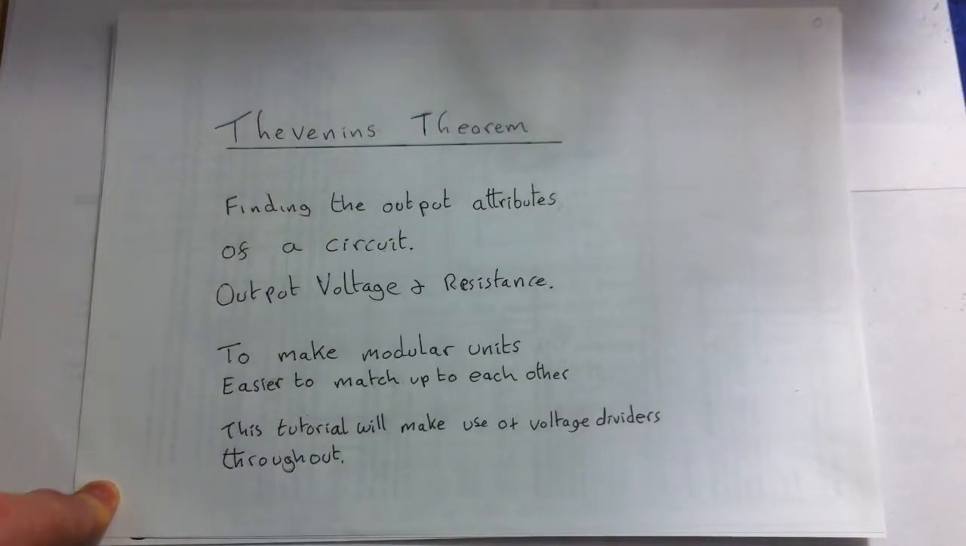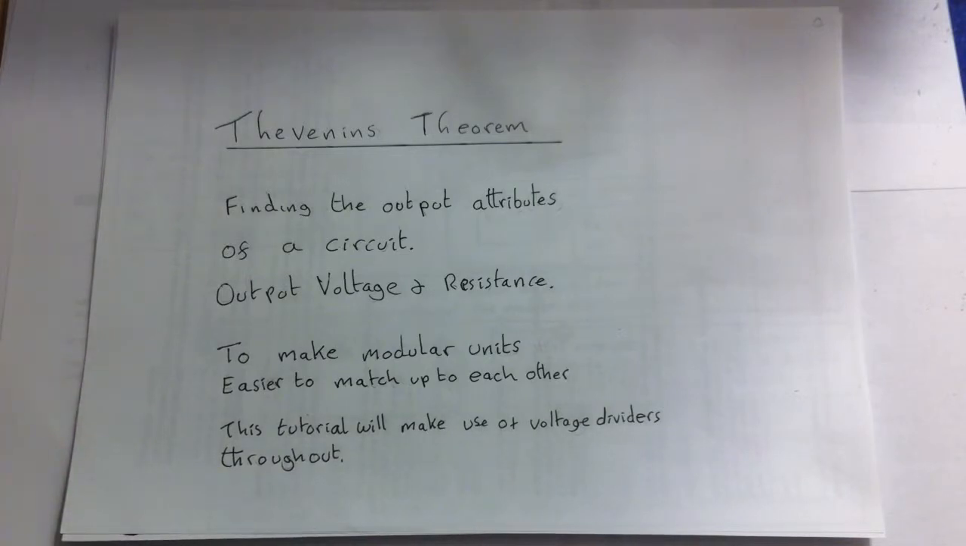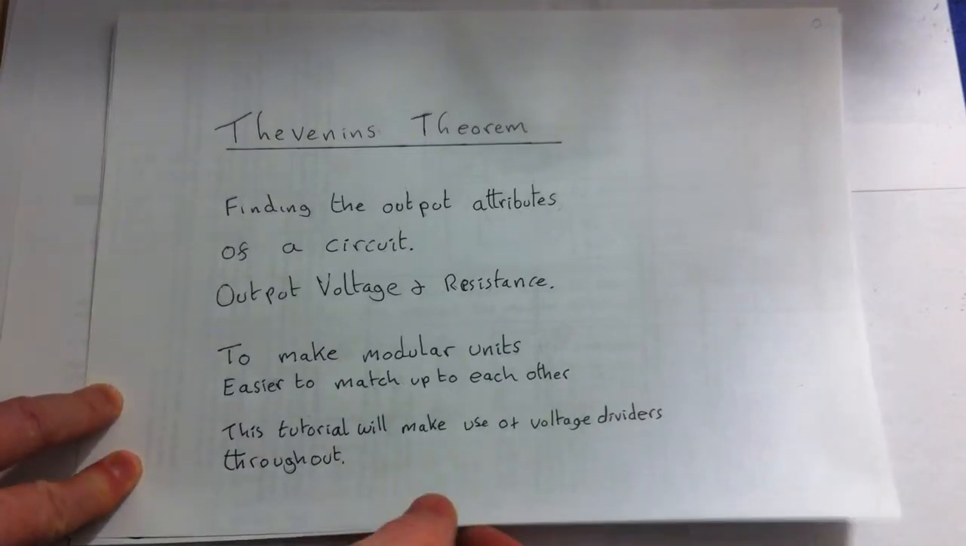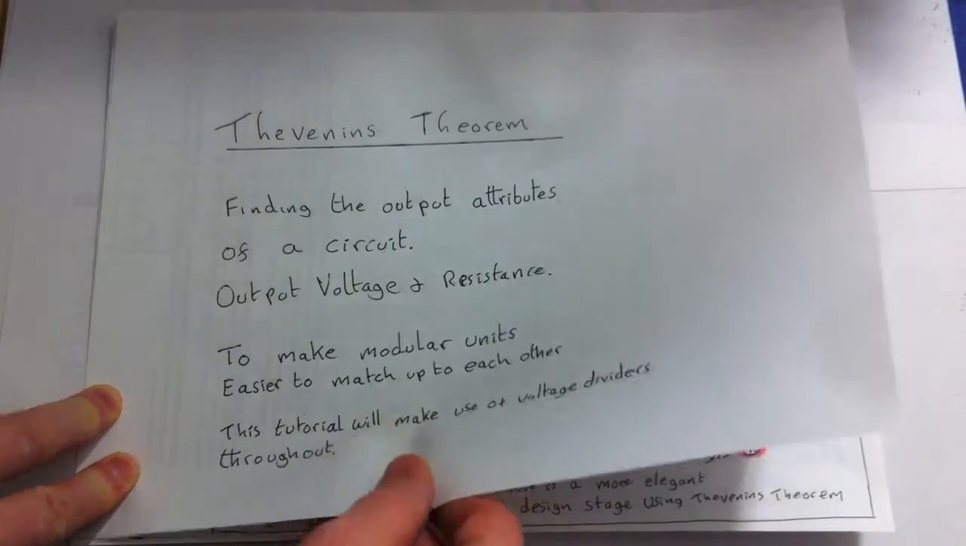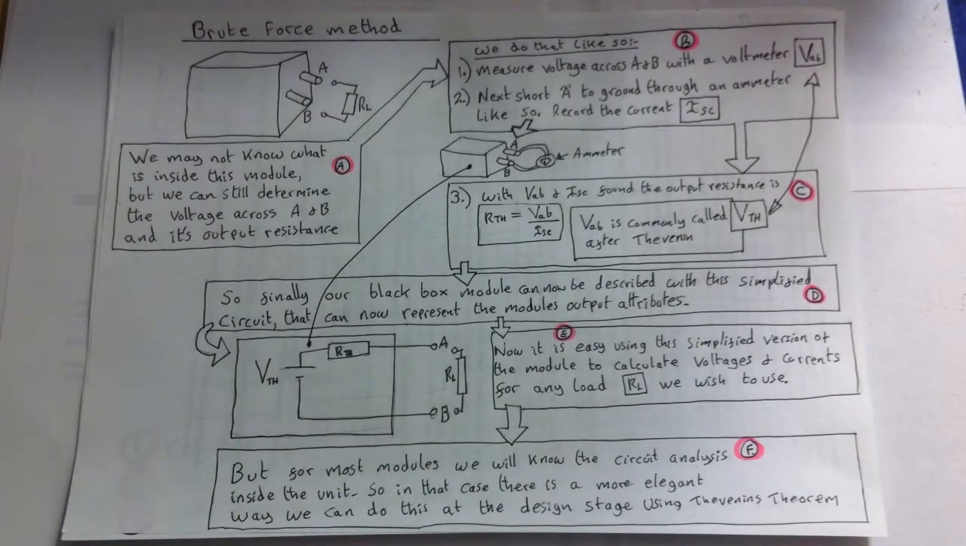Thevenin's theorem. Finding the output attributes of a circuit, output voltage and resistance, to make modular units easier to match up to each other. This tutorial will make use of voltage dividers throughout. Okay, we've got a black box, and we may not know what's inside this module, but we can still determine the voltage across the ports A and B, and we can work out its output resistance.